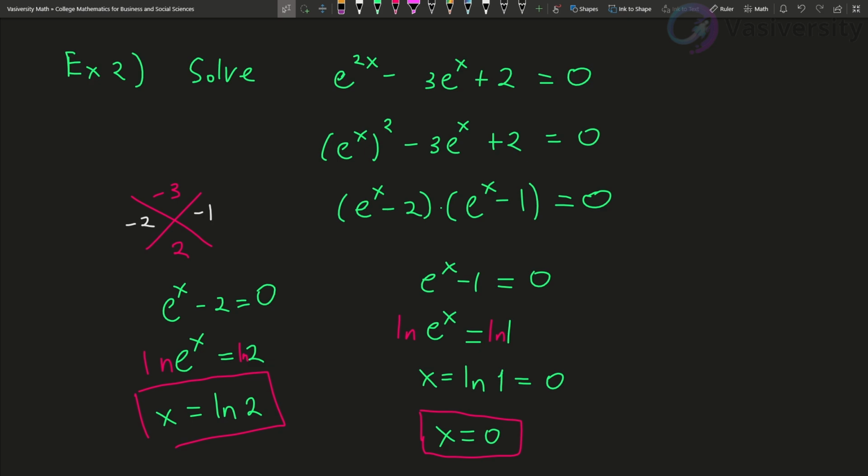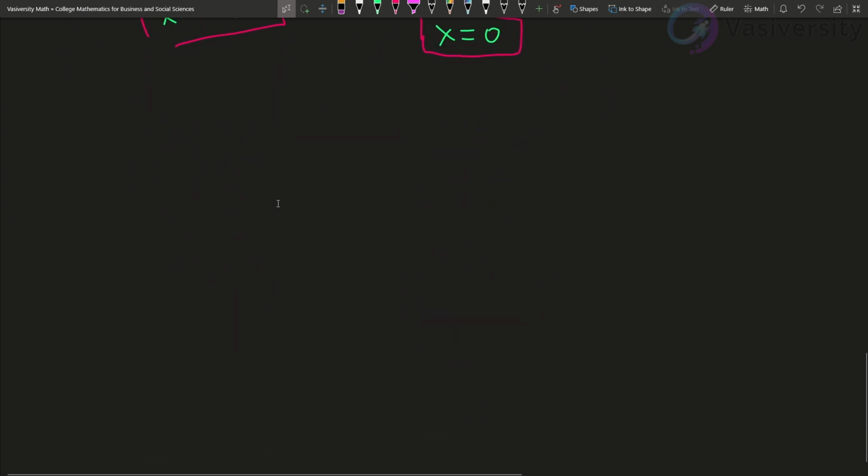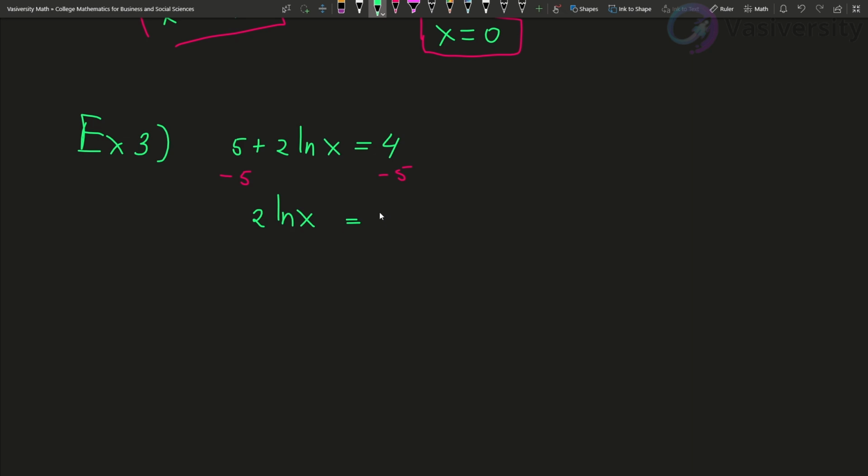Now, of course, we could also do a logarithmic equation, right? We can do logarithmic equations. So let's go ahead and do a simple example here. So example 3. So we have 5 plus 2 natural logarithm of x is equal to 4, right, we want to find x. So the first step is going to be for us to subtract 5 from both sides. So we're going to have 2 natural logarithm of x is equal to -1. And then let's go ahead and divide both sides by 2. So 2 and 2 cancel out. So we have natural logarithm of x is equal to -1/2.